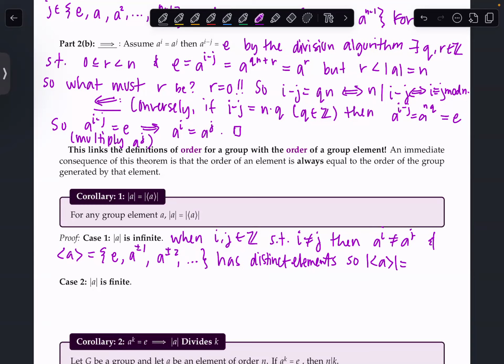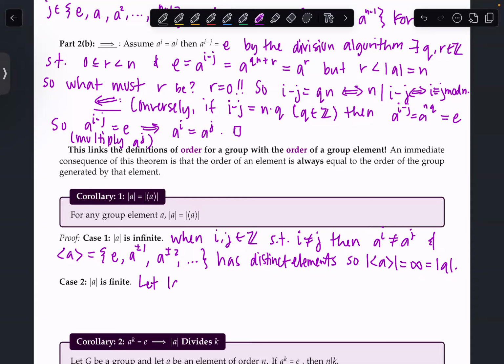Infinite. One for every single integer power that's showing up, which is exactly the order of my element A, my generator A. So for an infinite order element, the group generated by that element will also have infinite order. And our goal is going to be to show that when the element has finite order, the same thing is true for its cyclic group.